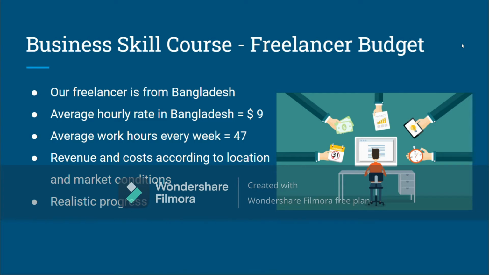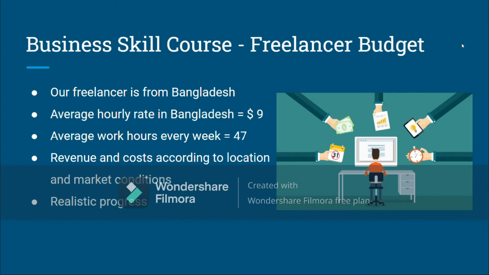So for the business skill course, we will start off by looking at the budget for the freelancer. And our freelancer is from Bangladesh. Therefore, the numbers and the cost and expenses we will be looking at are based on Bangladeshi lifestyle. The average hourly rate in Bangladesh as a freelancer is $9. The average work hours every week as a freelancer is 47 hours, which will be based on the revenue. And therefore the revenue and cost are according to the location and the market conditions.